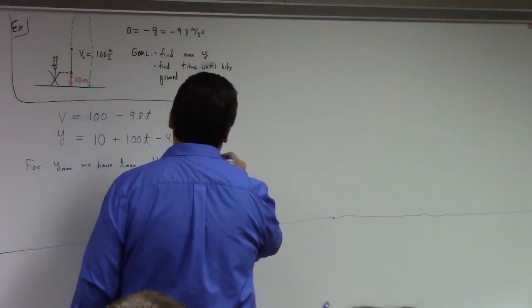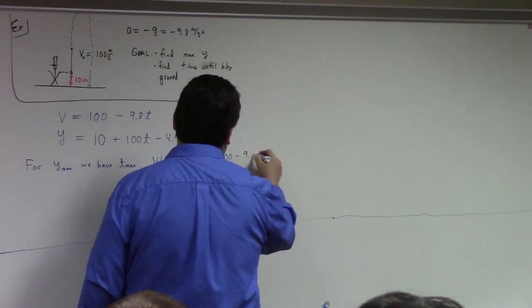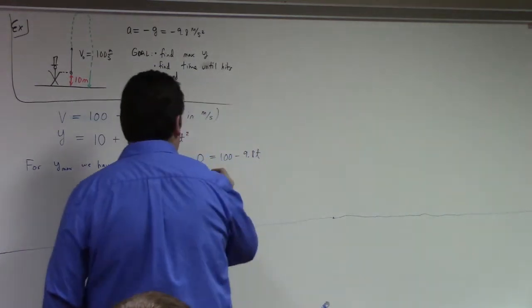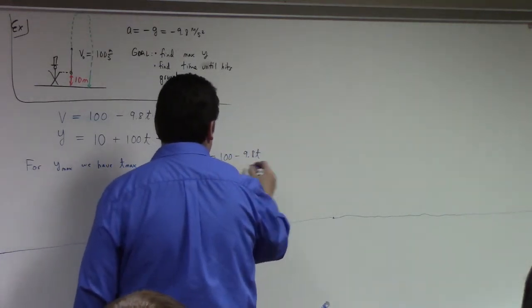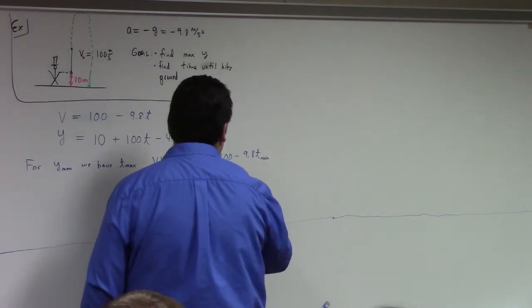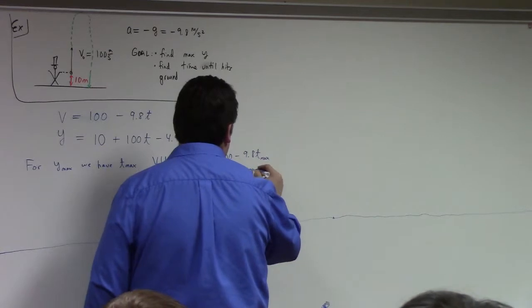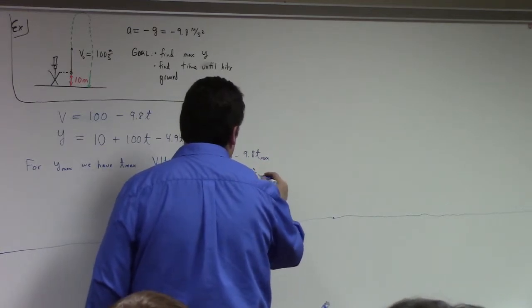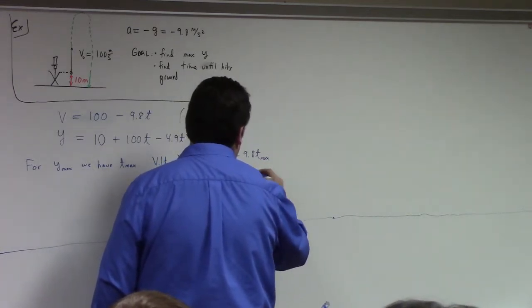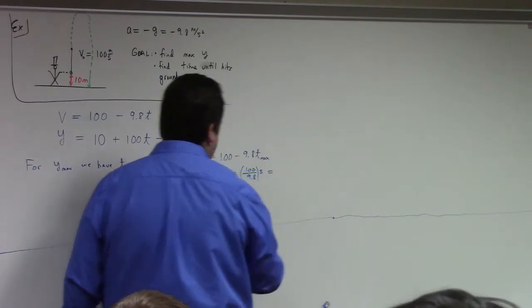So that's just 0 equal to 100 minus 9.8 times t. So that tells me that the time at the max height, as I label it, is equal to 100 divided by 9.8, and we'll put units in seconds. It's going to be in seconds.